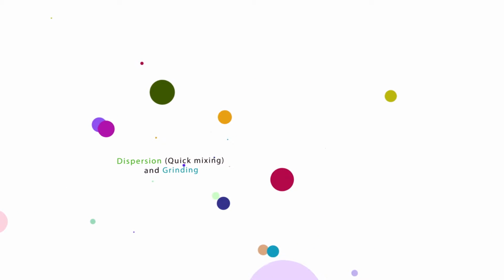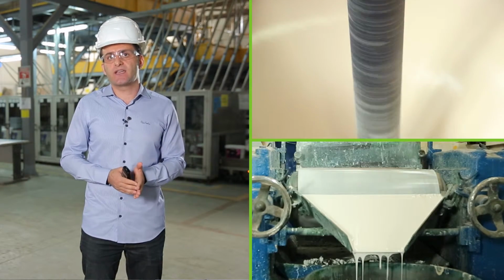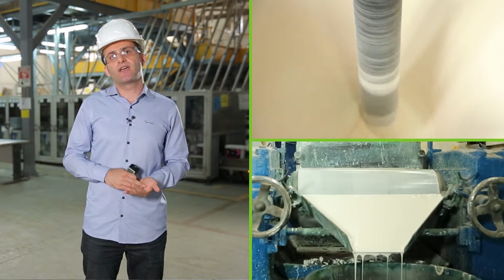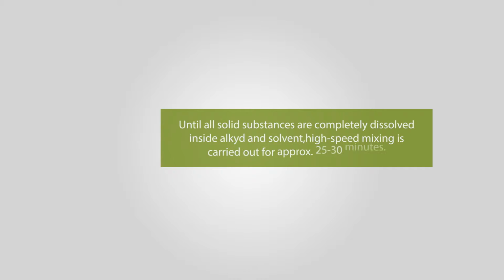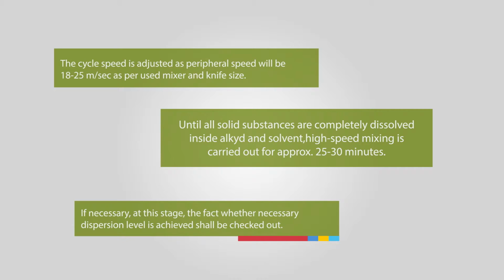Dispersion, quick mixing and grinding. Grinding is evaluated in solvent-based paints during the dispersion phase. If grinding is not suitable, the surface is not smooth. Solvent-based paint is subjected to a grinding process. Until all solid substances are completely dissolved inside alkyd and solvent, high-speed mixing is carried out for approximately 25 to 30 minutes. The cycle speed is adjusted so that peripheral speed will be 18 to 25 meters per second as per the mixer and knife size used. If necessary, at this stage, whether the necessary dispersion level is achieved shall be checked.